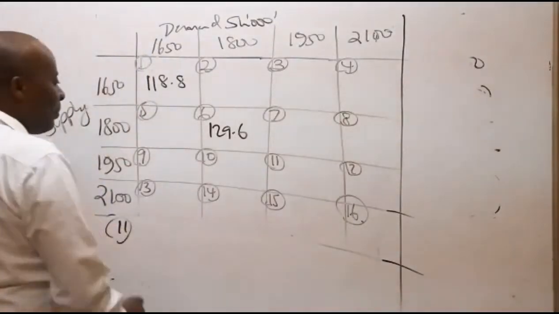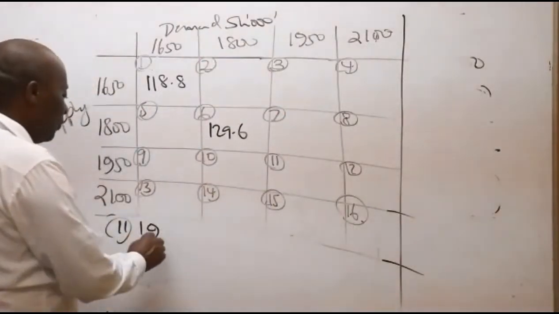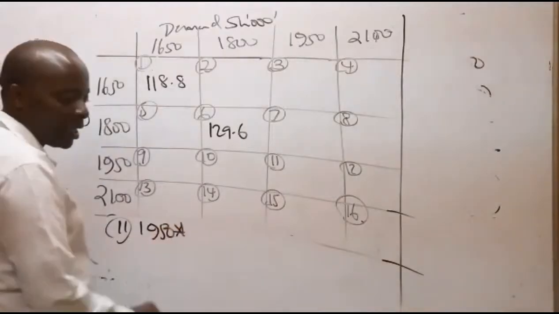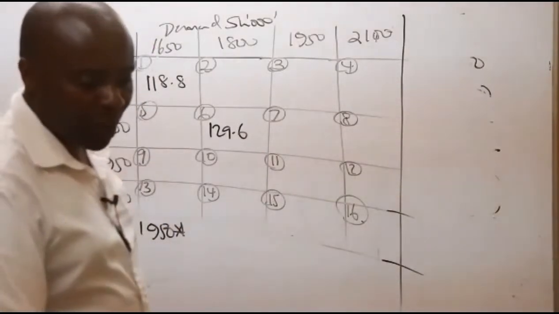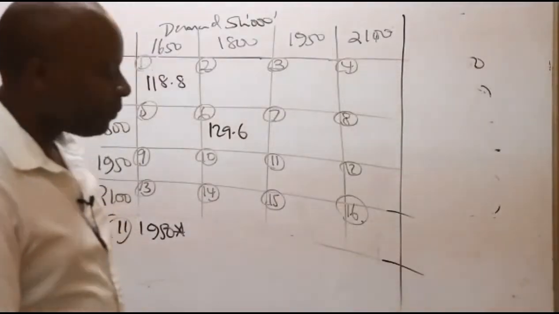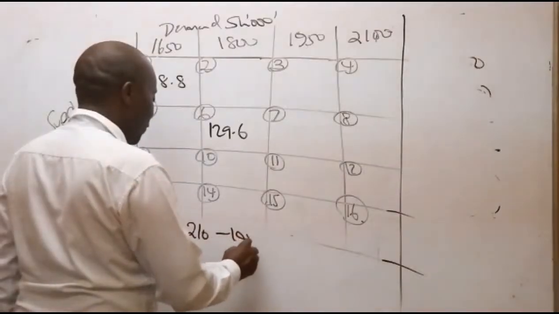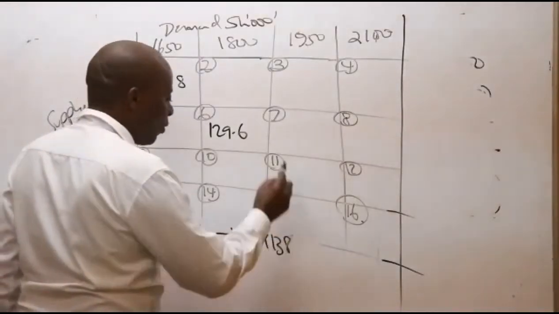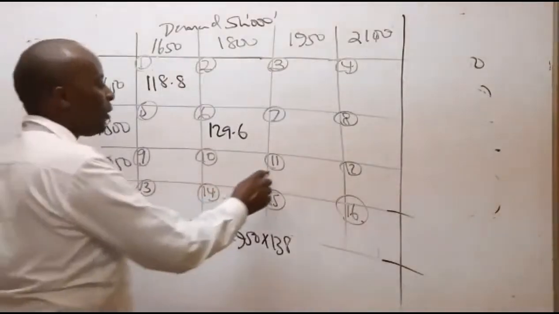So number 11 is a perfect match between 1950 and 1950. So I'll take 1950 here times, I've forgotten my price, was it 210? My price per bracelet was 210 minus 1950 times 138. I hope you are seeing where the 138 is coming from. So somebody is giving me 140.4.